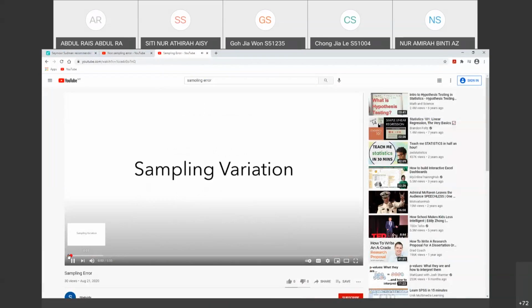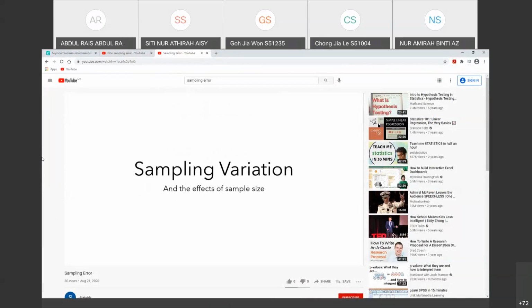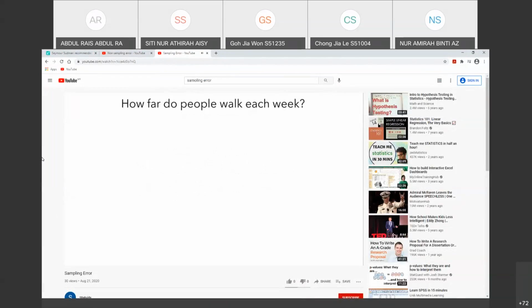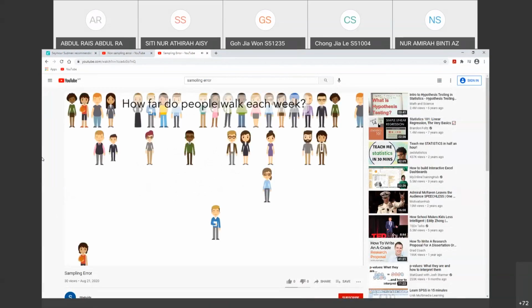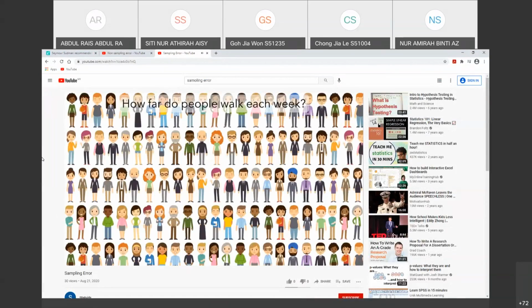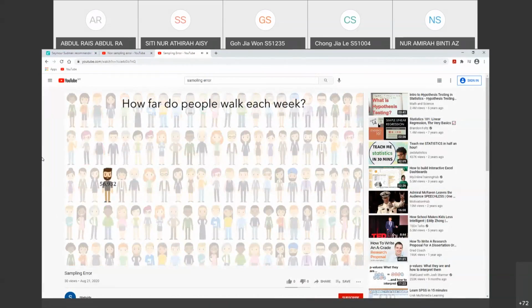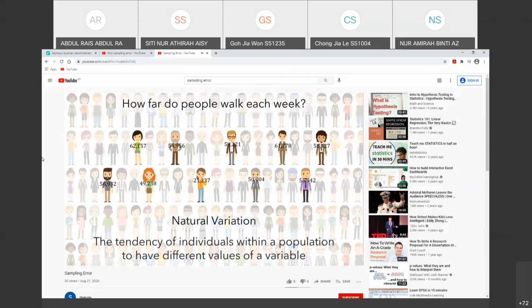Sampling variation, which is also called sampling error, and how it is related to sample size. The research question we'll be thinking about is how far people walk each week. If we think about the entire population, it should be the case that everybody doesn't walk the same number of steps each week. That is, maybe this person takes 56,932 steps in a week, and this person takes 62,157, and this person only takes 49,238 steps, and so on. What we're seeing here is a type of variation called natural variation, the tendency of individuals within a population to have different values of a variable.